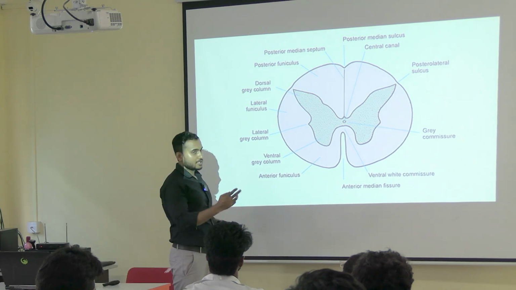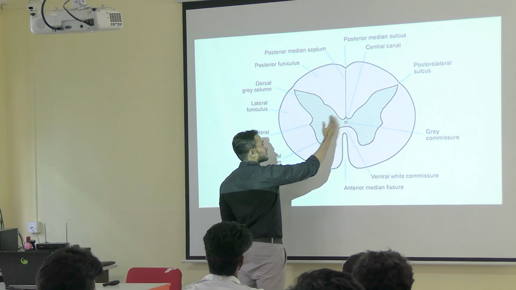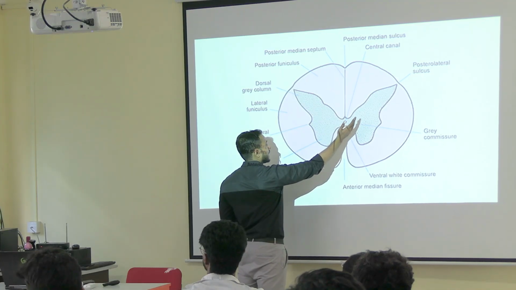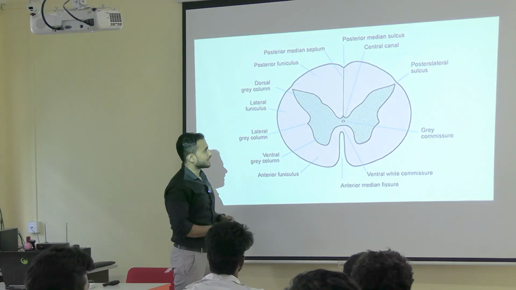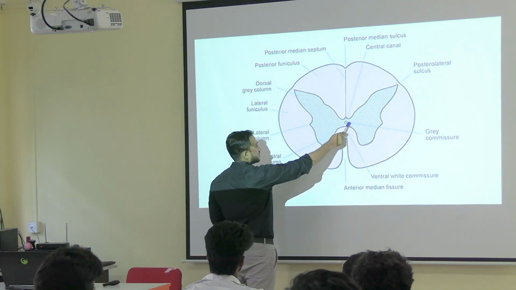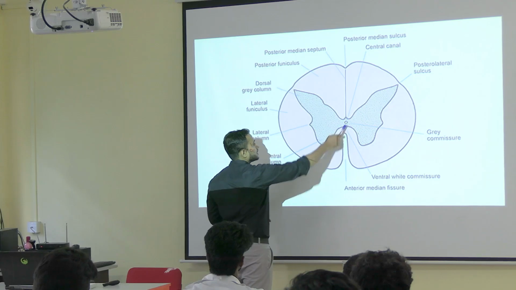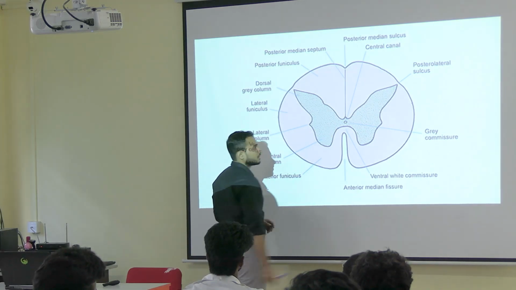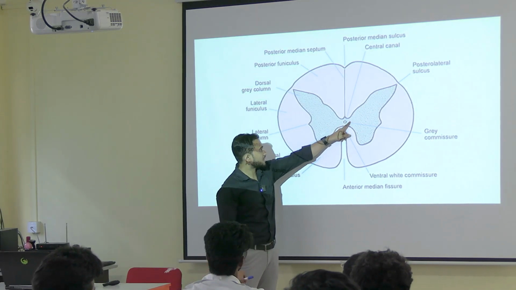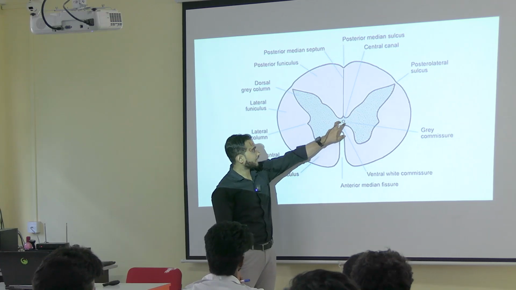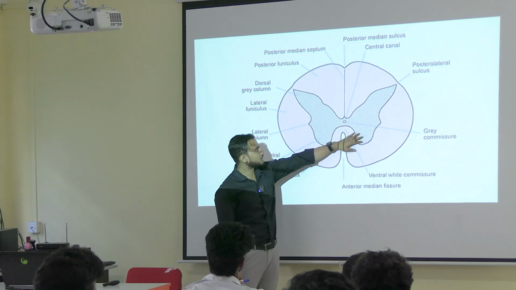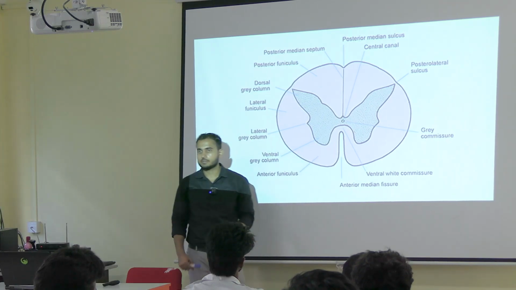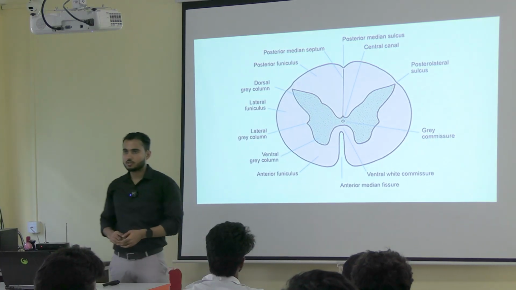Next, as I said, ये जो H-shaped gray matter है उसका दो half होता है, that is the right half and left half. Now both the halves are united by this gray commissure, which is present around the central canal. Okay, ये central canal है, around the central canal gray commissure is present. Now this gray commissure will interconnect both the halves of the gray matter. Okay, that is the gray commissure.